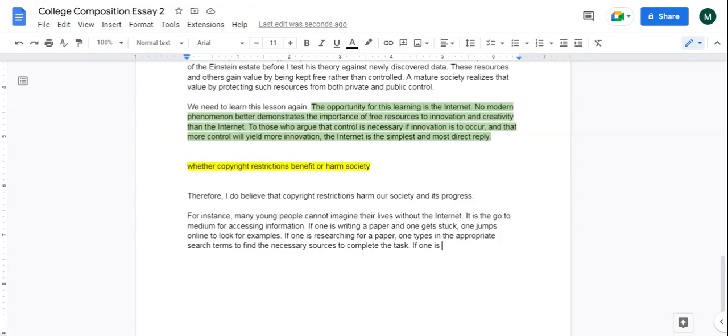For instance, many young people cannot imagine their lives without the internet. It is the go-to medium for accessing information. If one is writing a paper and one gets stuck, one jumps online to look for examples. If one is researching for a paper, one types in the appropriate search terms to find the necessary sources to complete the task.